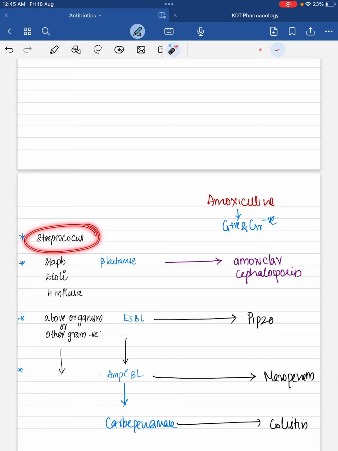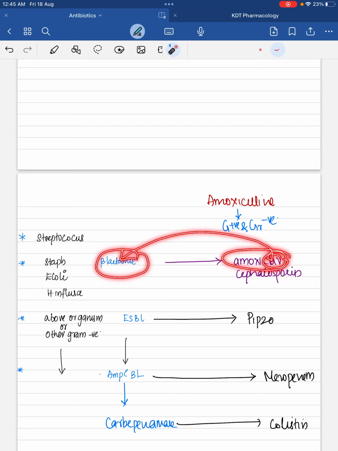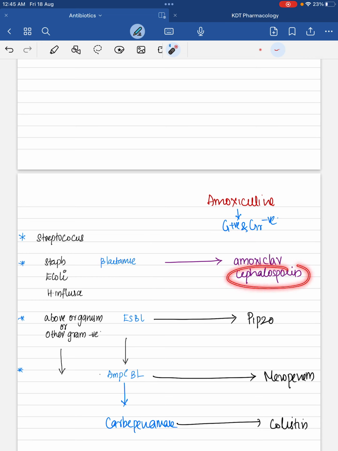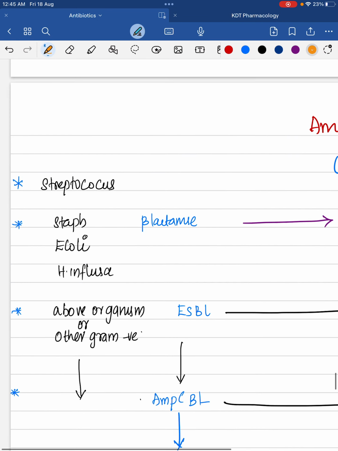Streptococcus usually does not produce much. First generation beta lactamase is mainly produced by E. coli, Haemophilus influenzae or Staphylococcus. So how will we overcome them? Amoxiclav, because the clavulanic acid can inactivate it, or cephalosporins. Cephalosporins can act against gram negative organisms even though they produce beta lactamase. This much clear? But next, this is the problem.